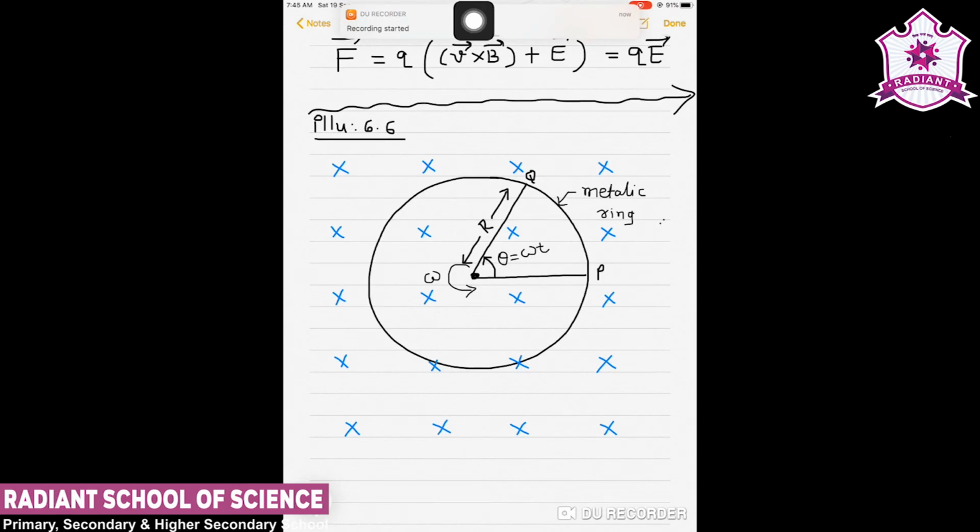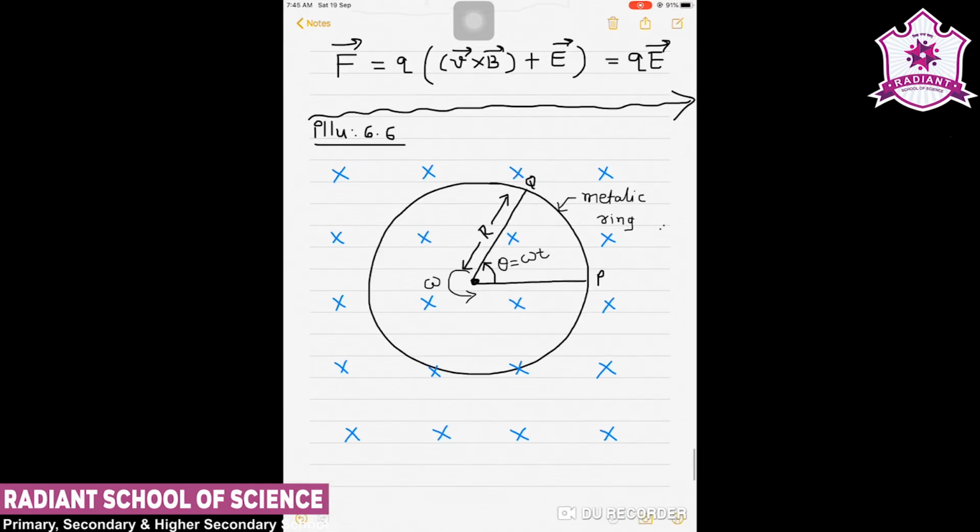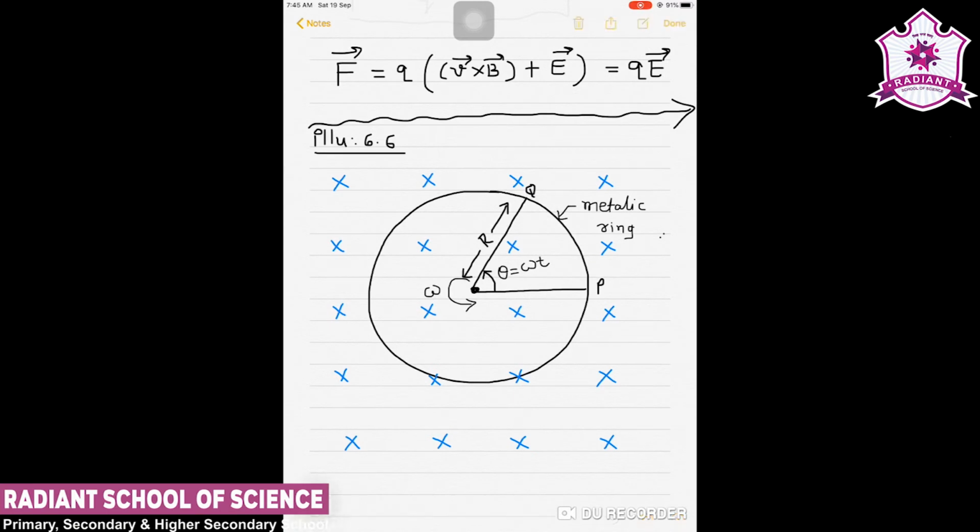Hello dear friends, now we will see illustration number 6.6. Here it is given that a metallic rod of 1 meter length is rotated with a frequency of 50 revolutions per second. So we are given the length of the rod, that is R, which is 1 meter. Then the frequency is 50 revolutions per second.